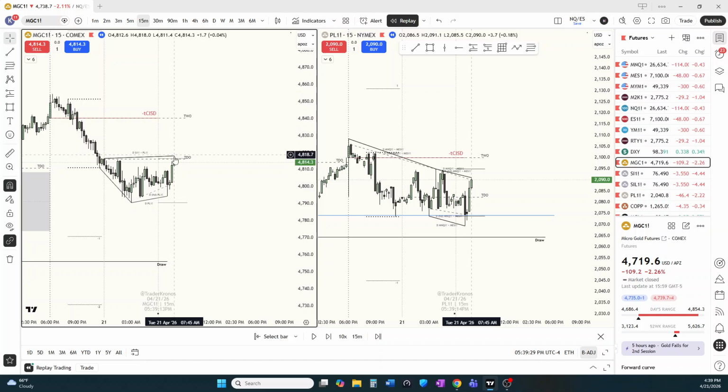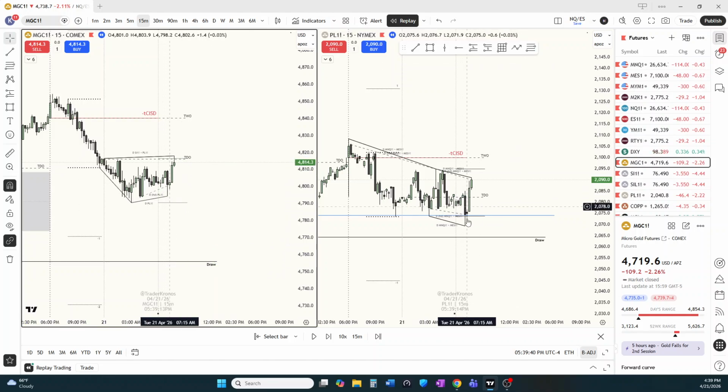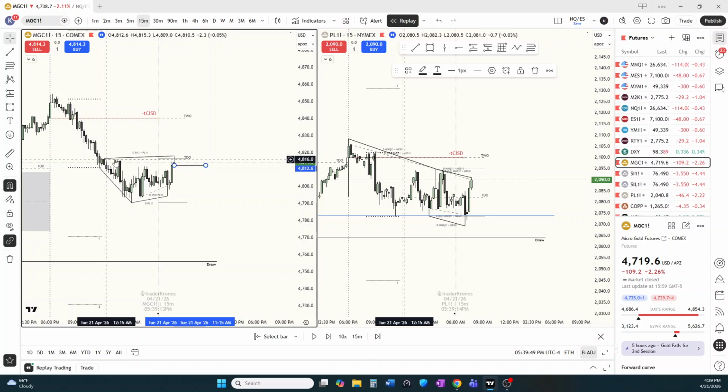And now I can short from here, assuming that this would be the high of this New York AM session. And our target would be this low, previous day low. So gold would play a little bit of catch up here with silver. So now this would be my change in the state of delivery candle here, this bullish candle that took out the previous quarter high.